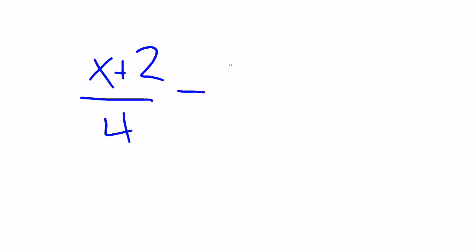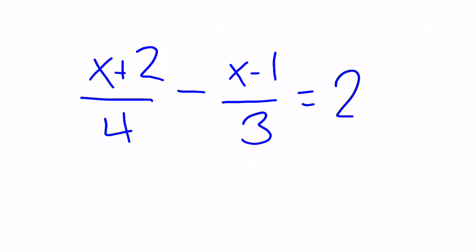If you look at page 99 of your textbook, it says (x + 2) divided by 4 minus (x - 1) divided by 3 is equal to 2. Hint, hint, you should be writing this in your notes right now.